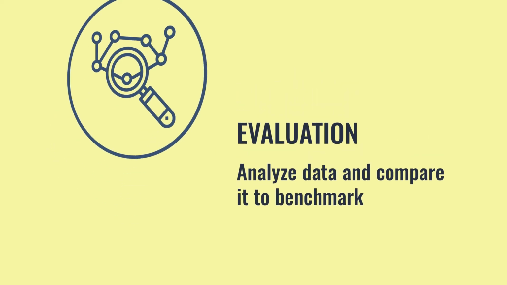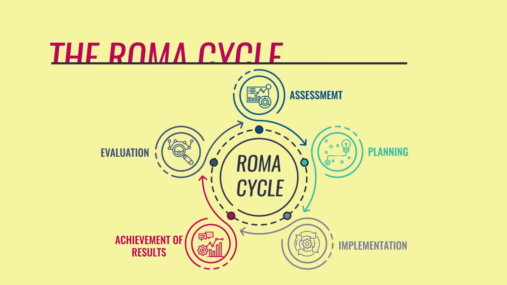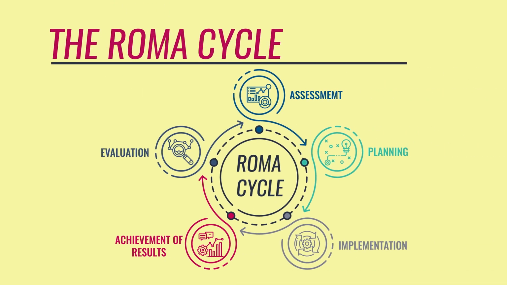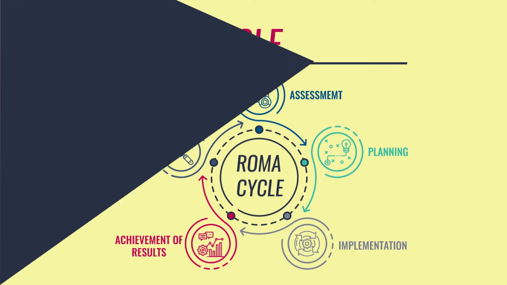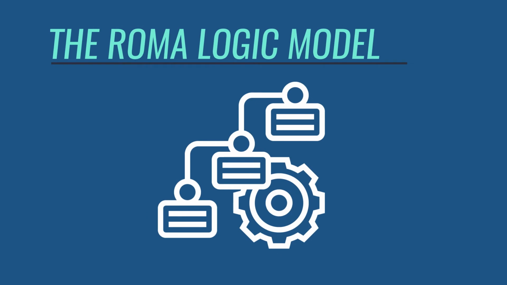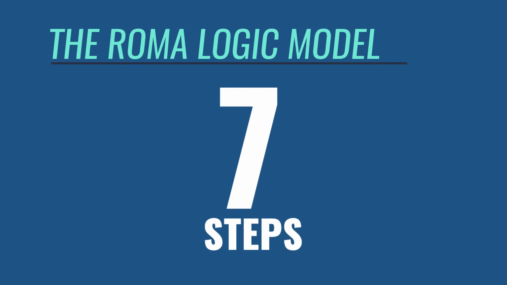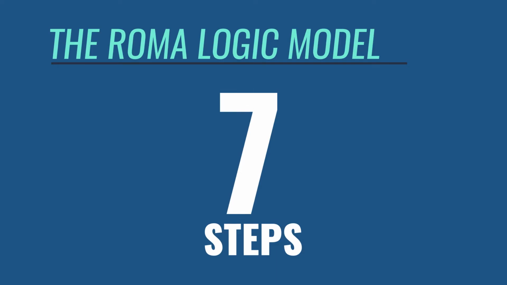Although this is a cycle, and one phase naturally follows the one before it, you can move back and forth between the phases as needed. The next tool we'll look at is a ROMA logic model. There are 7 steps to building a ROMA logic model.